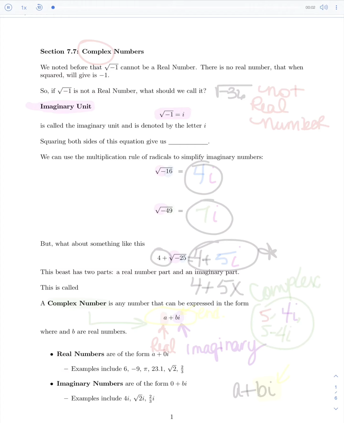In section 7.7, we're going to look at what are called complex numbers. Up to this point, we have looked at square roots with a negative on the inside, and we've been careful not to say that there is no answer. What we've been saying is that the solution is not a real number. And that is correct. It's not a real number. We're going to find out in this section that it's not a real number.